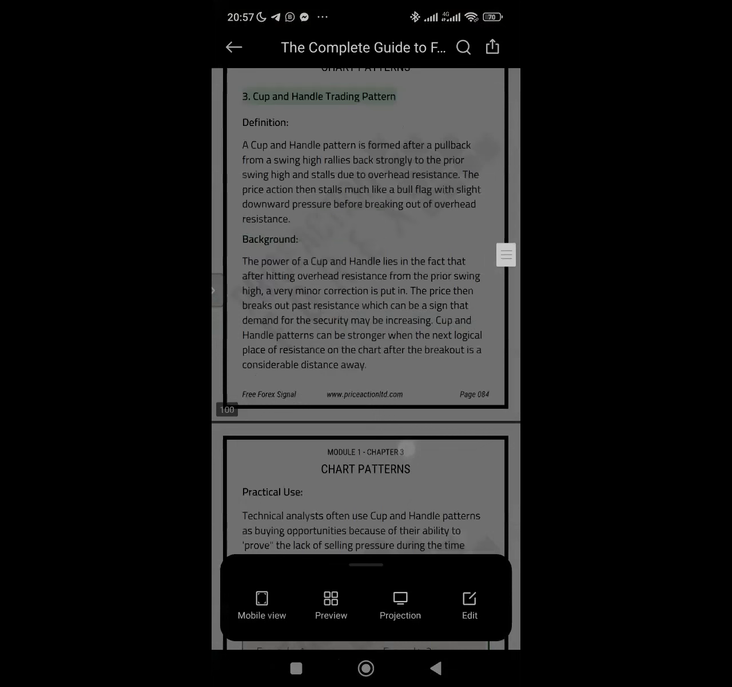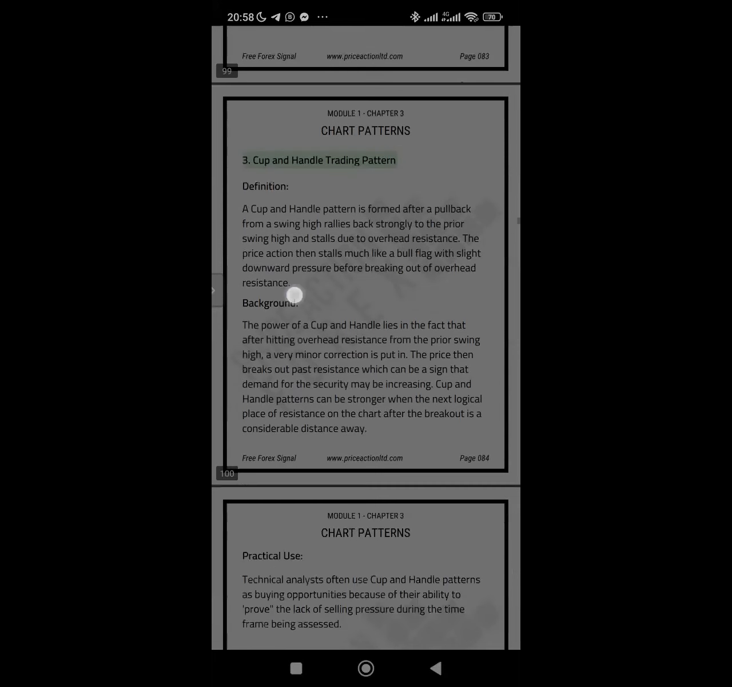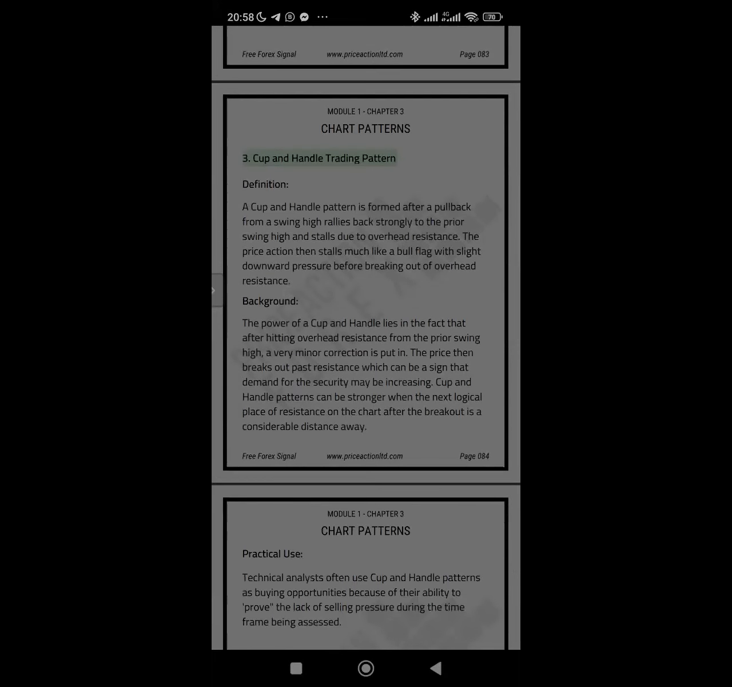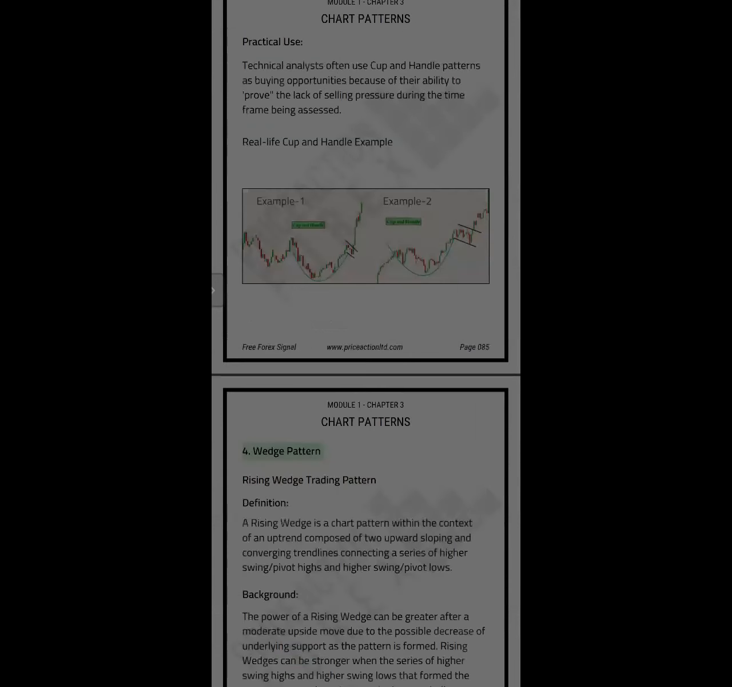The next pattern here is called the cup and handle trading pattern. The cup and handle trading pattern is formed after a pullback from a swing high. This pattern is hardly formed. You can hardly see this pattern. If I want to look for it in the chart, you can hardly find it. But in the meantime, it's still a bull flag. Whenever you find a cup and handle pattern, you will definitely see a bull flag. That handle is actually a bull flag. This is what I mean. Look at this.